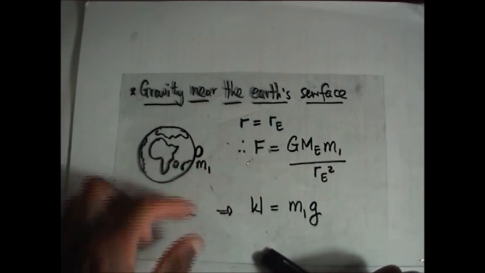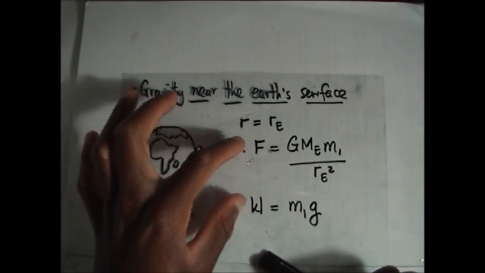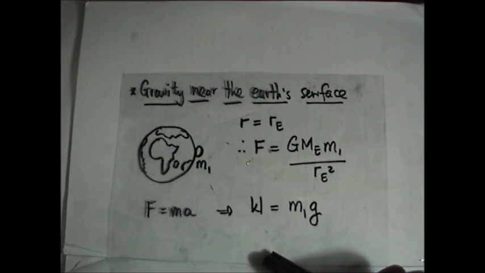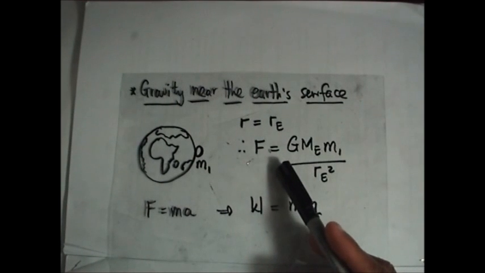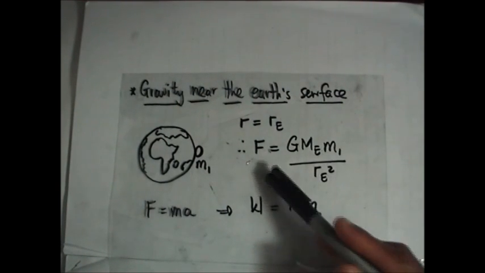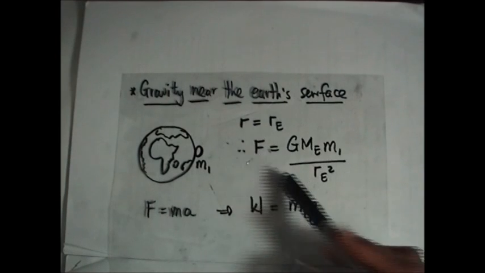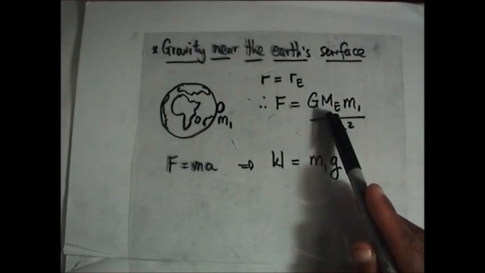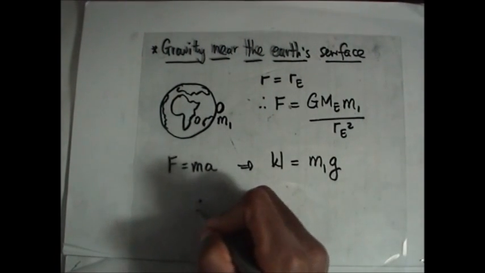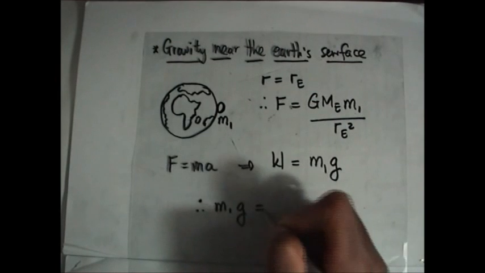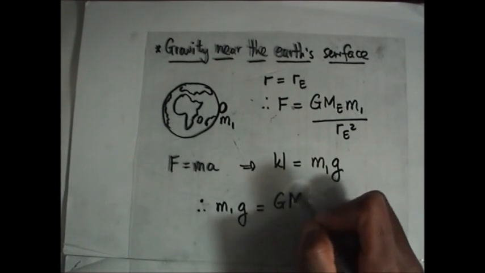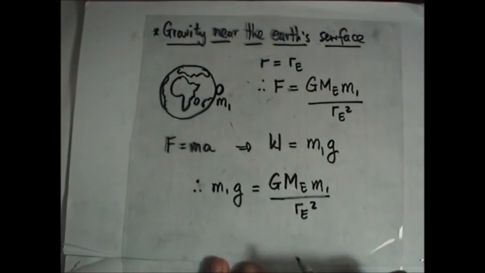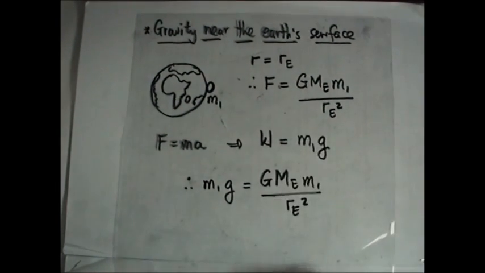But we know that these forces have to be the same. The weight is due to gravity, and this is the force due to gravity. So these two are basically the same. Weight is because of gravity. So we can equate this to that. Therefore, m1g is equal to G me m1 over re squared. That's what this basically means.